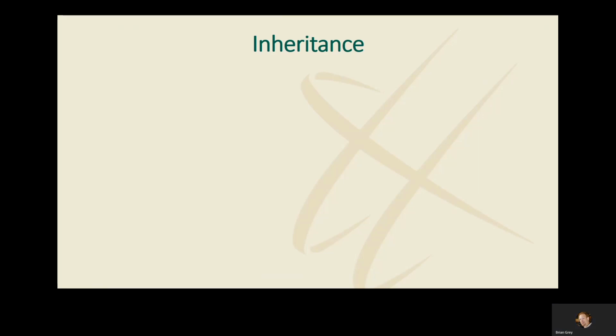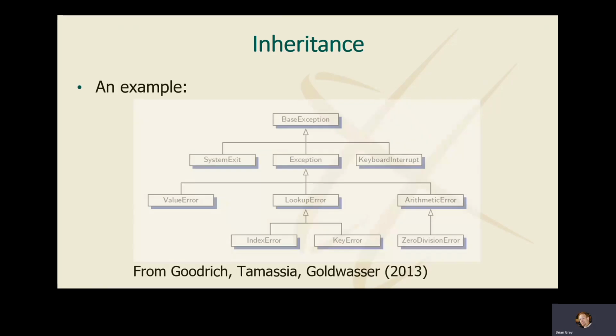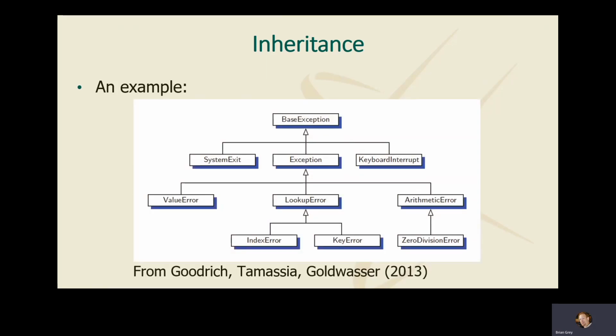So, inheritance. If we have an example, this is an actual live real example, right? We have the Python base exception. Every exception, every kind of broken thing is one of these. System exit, exception, and keyboard interrupt are all direct subtypes of base exception.